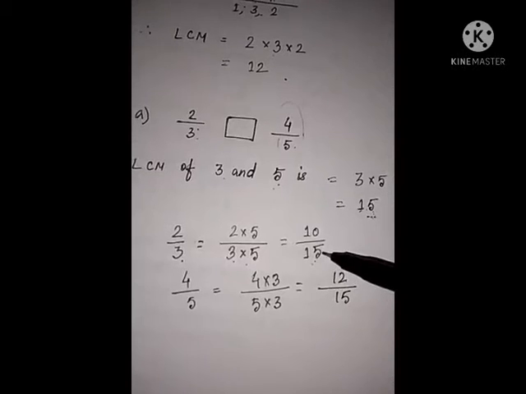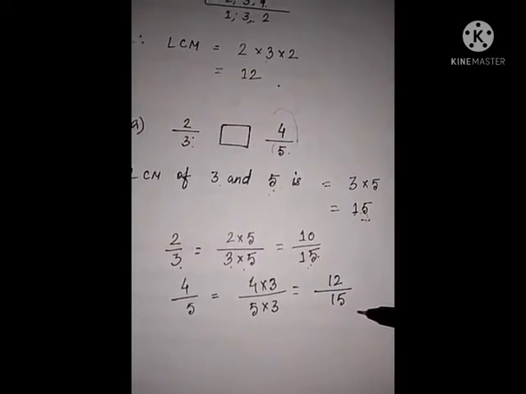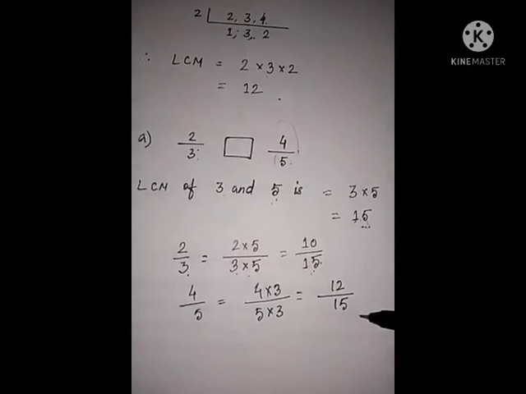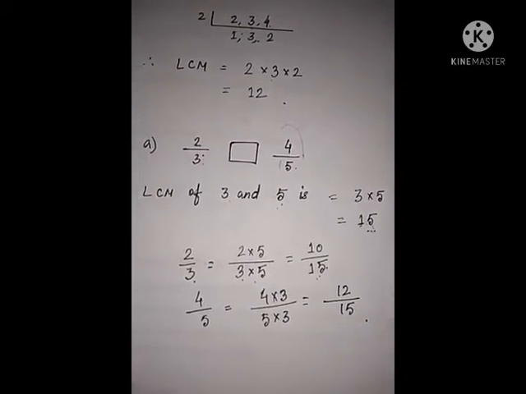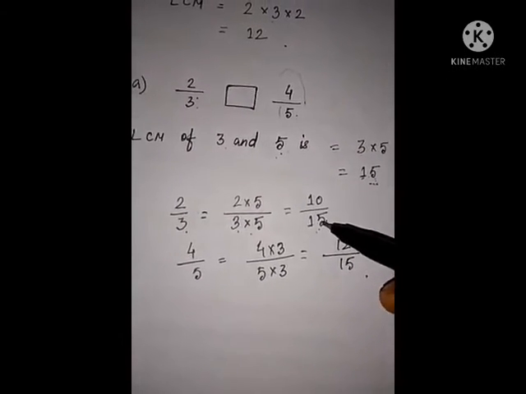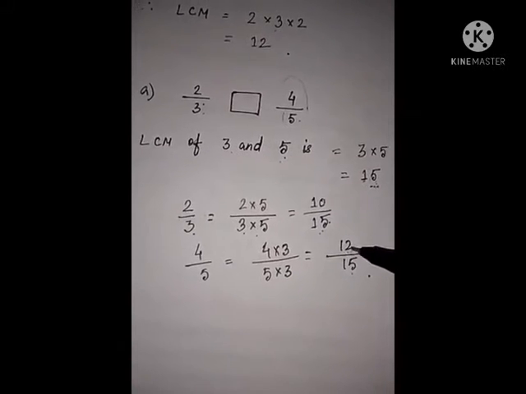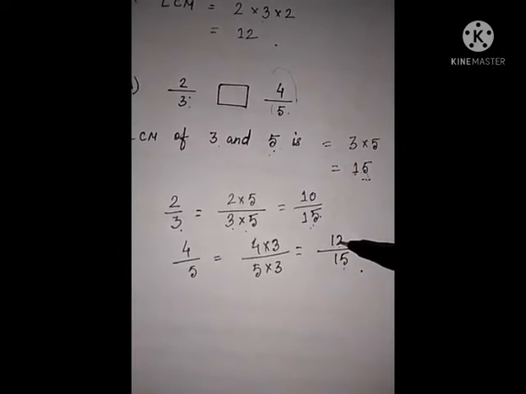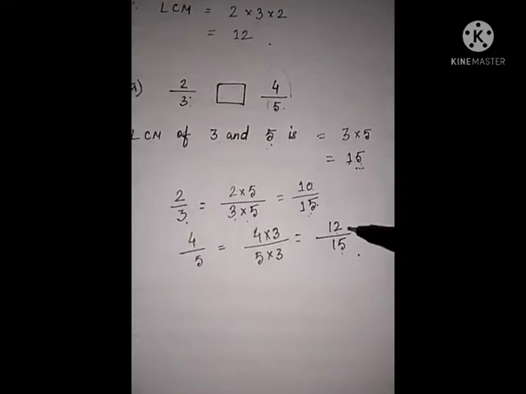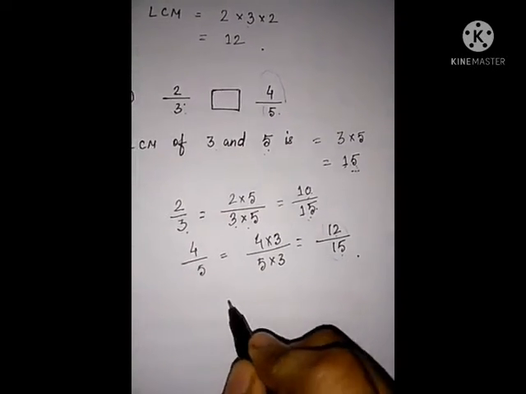So if the denominators are the same, then it is very easy to find which is greater or which is smaller. See which is greater. Here 10 by 15, here 12 by 15. 10 is smaller than 12. 12 is greater than 10, yes or not? So this fraction is greater than this fraction, right?